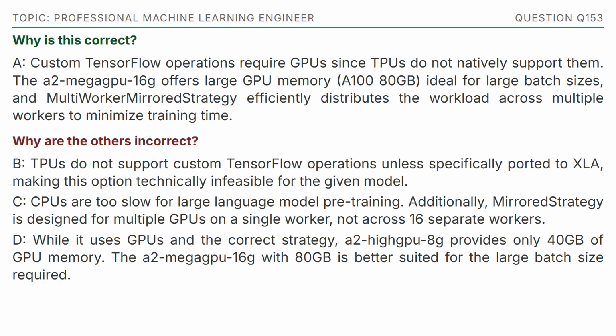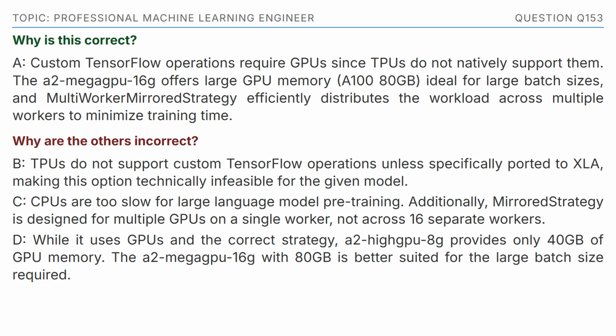Why are the others incorrect? B. TPUs do not support custom TensorFlow operations unless specifically ported to XLA, making this option technically infeasible for the given model. C. CPUs are too slow for large language model pre-training. Additionally, mirrored strategy is designed for multiple GPUs on a single worker, not across 16 separate workers.